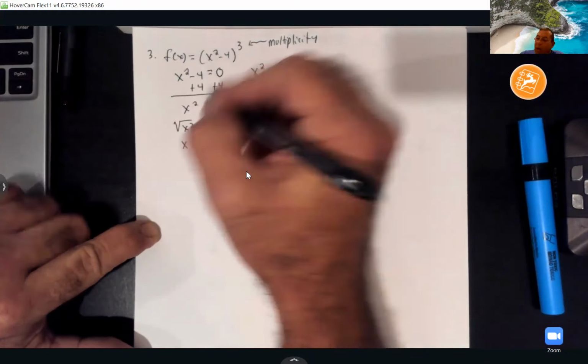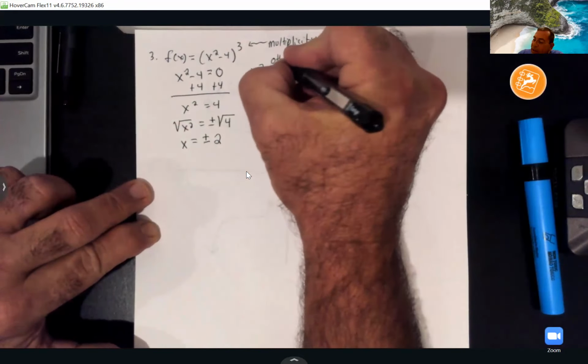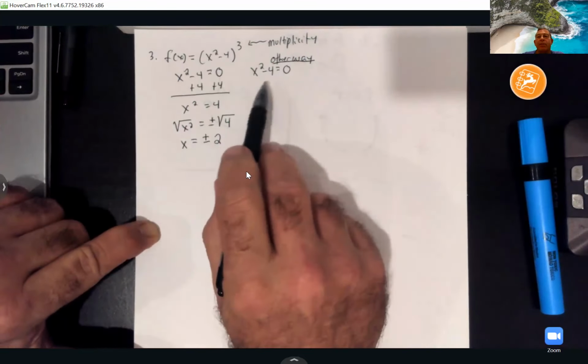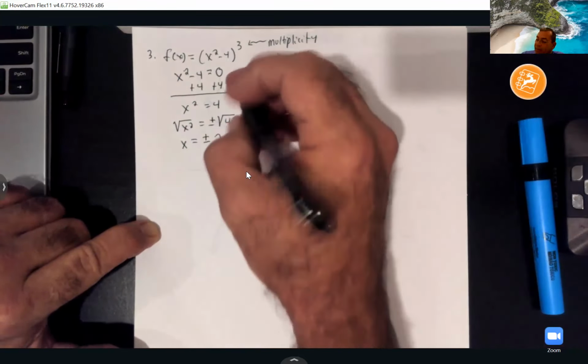So you can solve it with square roots. And on this one, I'll actually show you the other way you can solve this one. You could solve this by factoring.